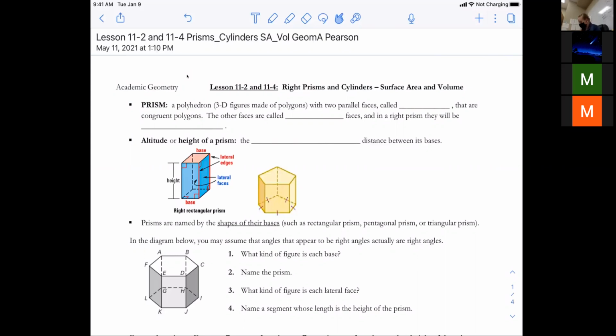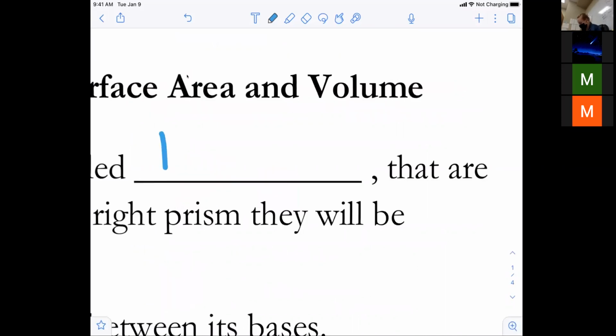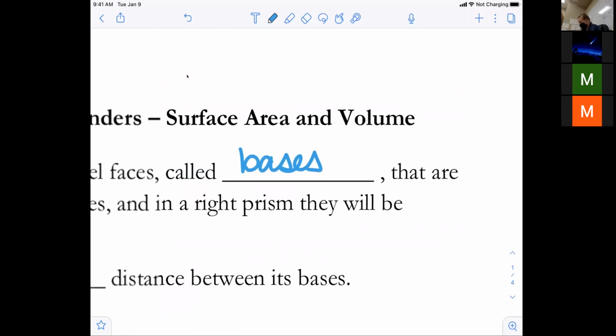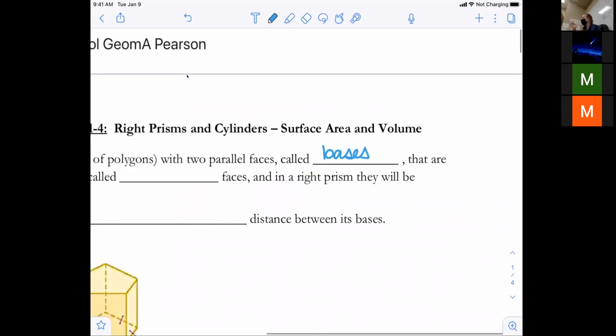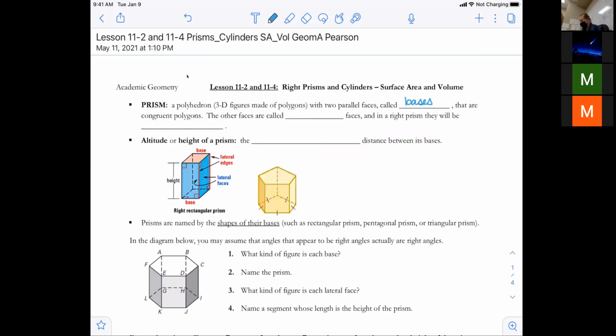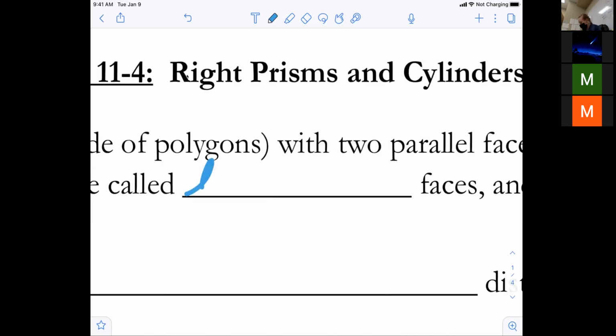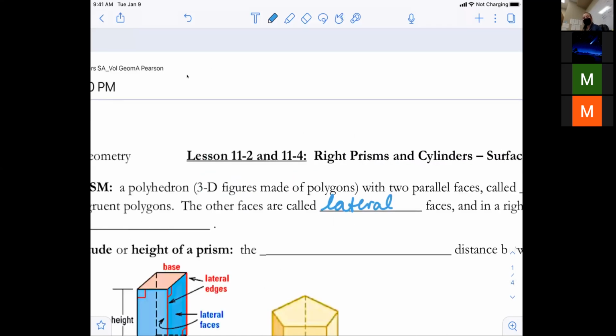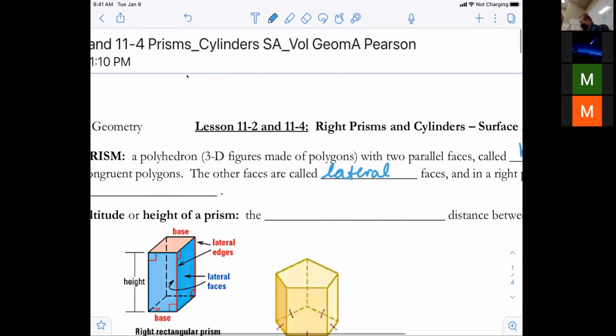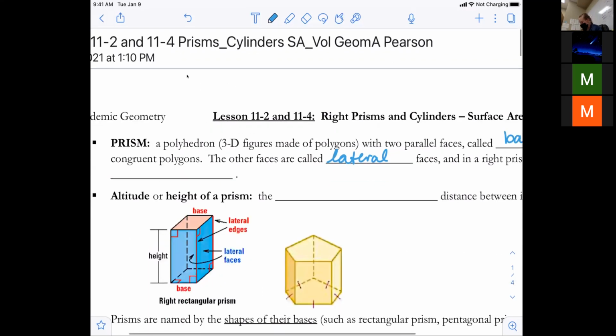There are two parallel faces in a prism, and they are called the bases. A face is just any side of the shape. A base is the two that are parallel and congruent. They are congruent polygons. The other faces are what we call lateral faces. And in a right prism, those are all going to be rectangles.